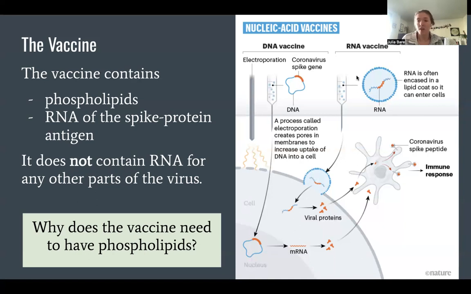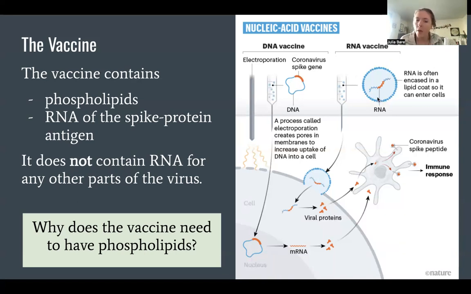So instead, what they tried is an RNA vaccine. And this is the crazy part. What they did, they took phospholipids and they took the RNA of just the spike protein, not of anything else in the virus, just the spike protein. And they injected that. If you got the vaccine, they injected the phospholipids and the RNA into your cells.